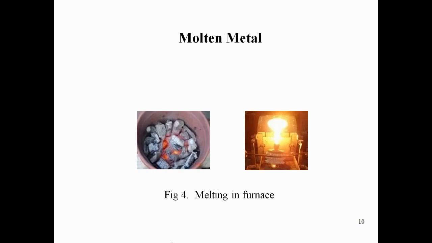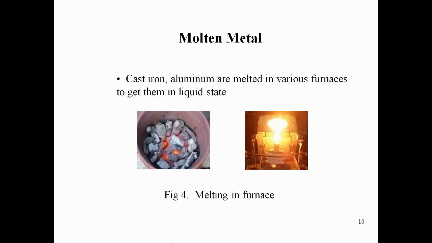Now we are going to discuss molten metal. Metals are brought into a molten state by applying high temperature so that they become liquid or plastic. Cast iron and aluminum are melted in various furnaces to get them into a liquid state. In this figure, we are melting cast iron as well as aluminum.